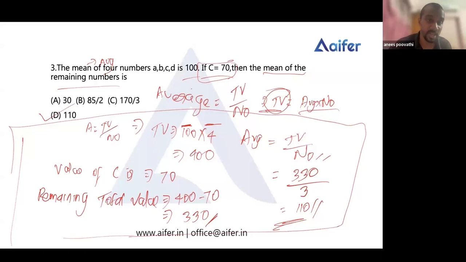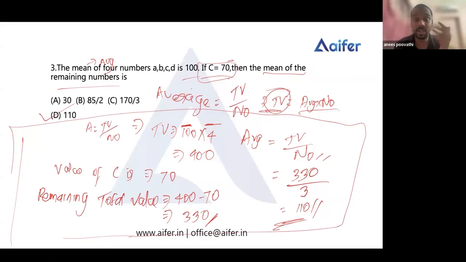So I hope it's clear. This is the concept of total value. What does the concept of total value mean? It means that the product of average and number of observations gives you the total value, or the total amount, of that particular quantity in the given question.